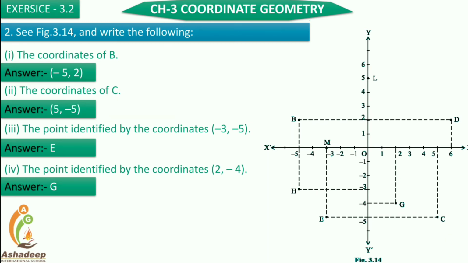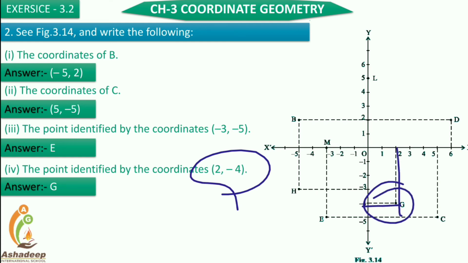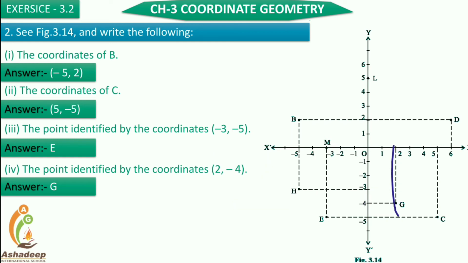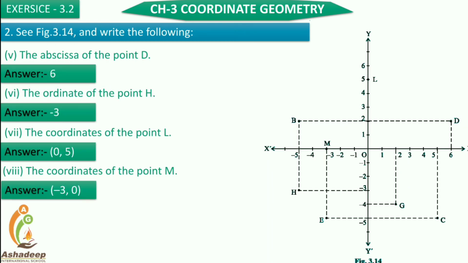See this. The point identified by the coordinates -3, -5. तो -3 x एक्सिस पर ढूंढो पहले कहाँ पर है तो ये रहा. -5 किधर है? ये रहा. तो ये दोनों मीट कहाँ पर हो रहे हैं तो इस पॉइंट पर. तो E is the answer. Now identified by the point 2, -4. सबसे पहले 2, -4 प्लस माइनस क्वाड्रेंट में ढूंढो. ये रहा G. G ही होने वाला है because this is 2 and this is the 4. So this G is the answer. Clear? Let's move.